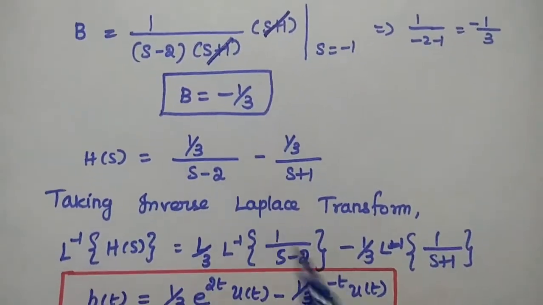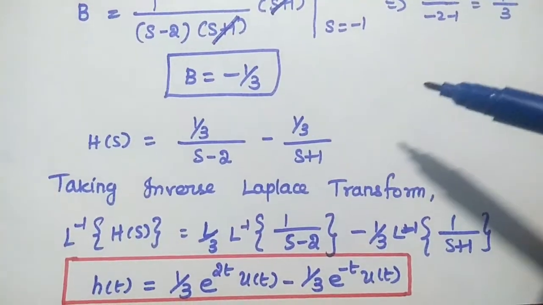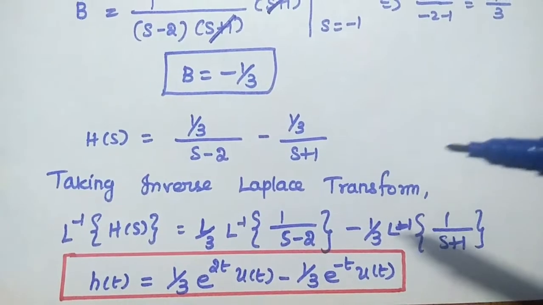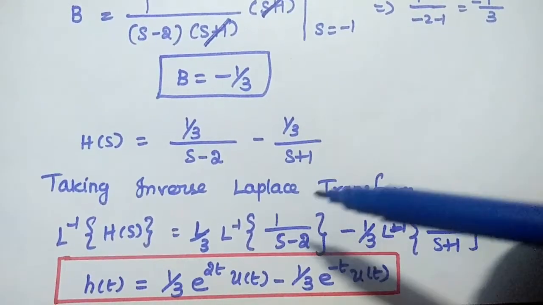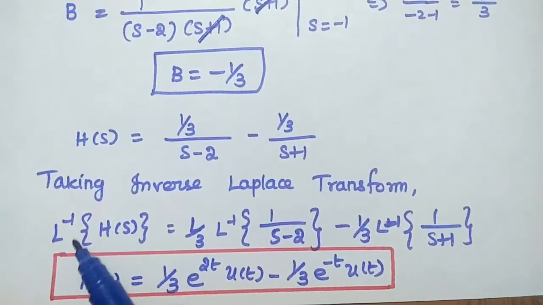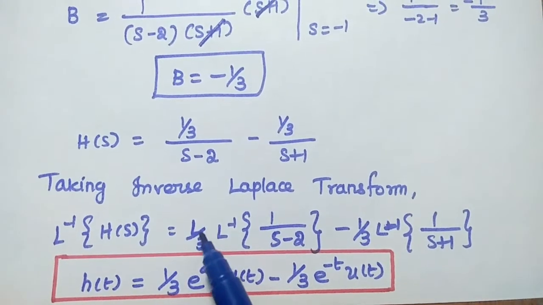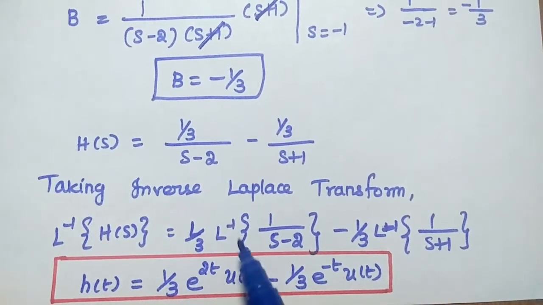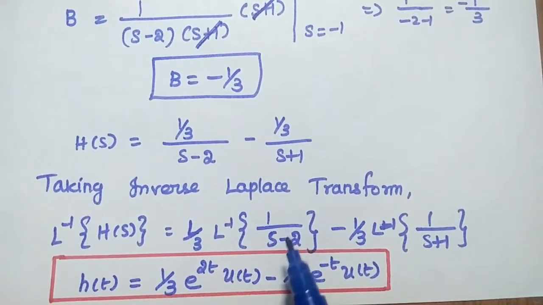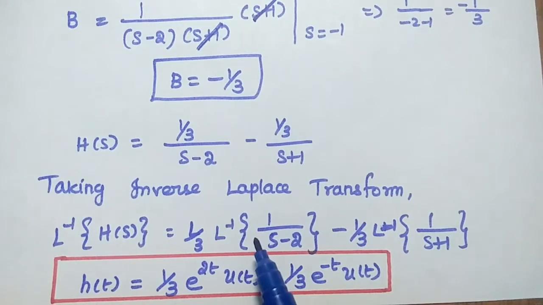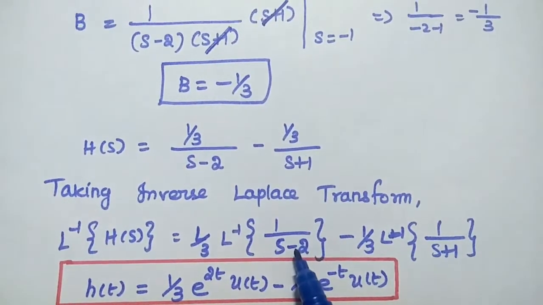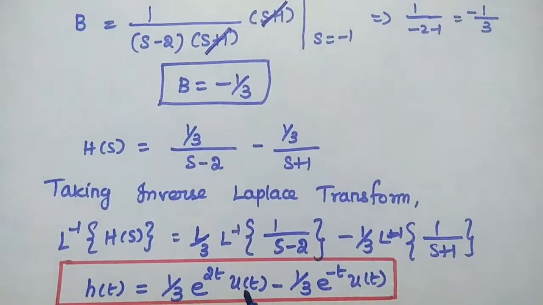After getting the values of A and B, we substitute those values in H of s and then take the inverse Laplace transform on both sides. So the inverse Laplace transform of H of s is equal to 1 by 3, which is a constant, so we can take it outside, and then the inverse Laplace transform of 1 by s minus 2. Its inverse Laplace transform is e power plus 2t u of t.